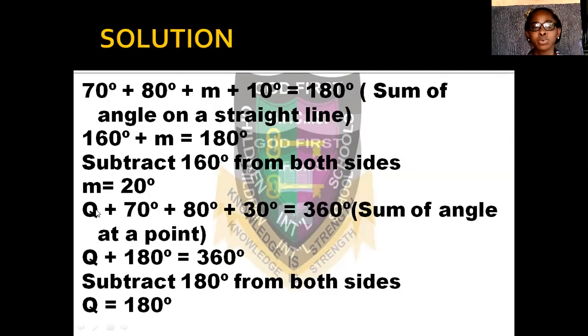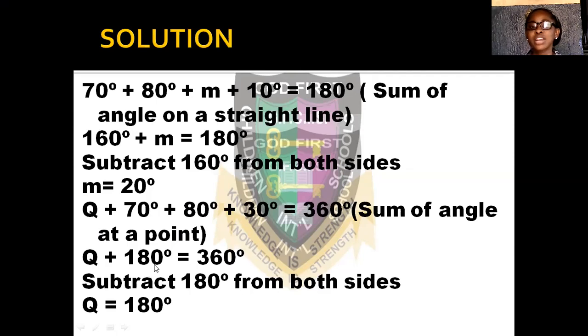We have Q plus 70 degrees plus 80 degrees plus 30 degrees equals 360 degrees. Reason: sum of angles at a point. The sum of angles at a point is 360 degrees, meaning the addition of all the angles is equal to 360 degrees. So we have 70 plus 30 plus 70 plus 80 plus 30.